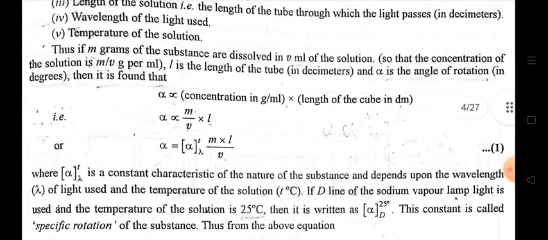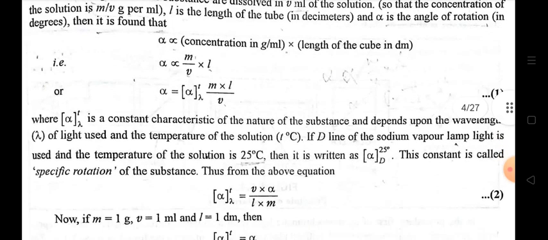That is equation 1, where alpha T lambda is a constant characteristic of the nature of the substance and depends upon the wavelength lambda of light used and the temperature of the solution, T degree Celsius. If daylight or sodium vapor lamp light is used and the temperature of the solution is 25 degree Celsius, then it is written as alpha 25 degree D. This constant is called the specific rotation of the substance. Thus, from the above equation, alpha T lambda is equal to V into alpha upon L into m.